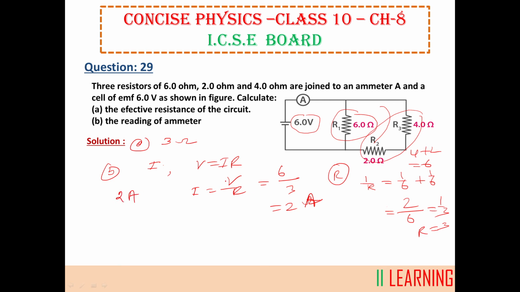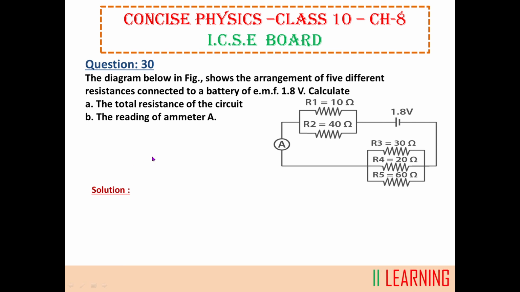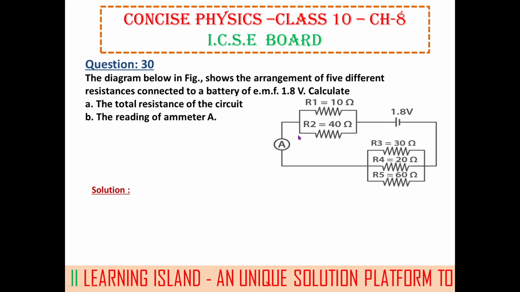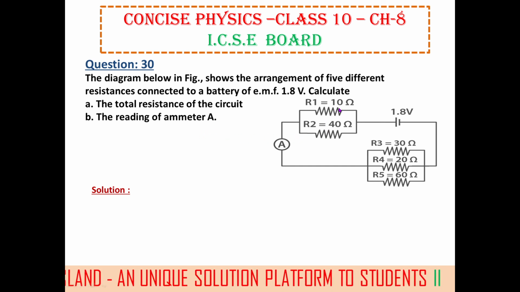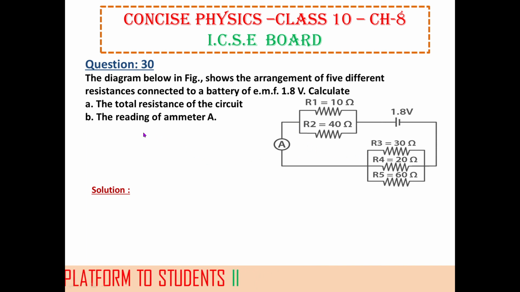So this was very easy. Now let us go to the final solutions. This is the final solutions. Now let us go to question number 30. In 30 there is a diagram. In this diagram you see there are two parallel circuits which are again connected in series. So we have to find out the total resistance of the circuit.